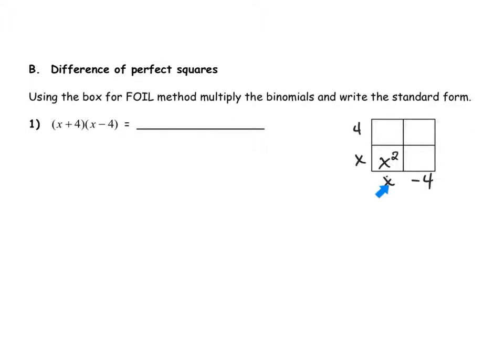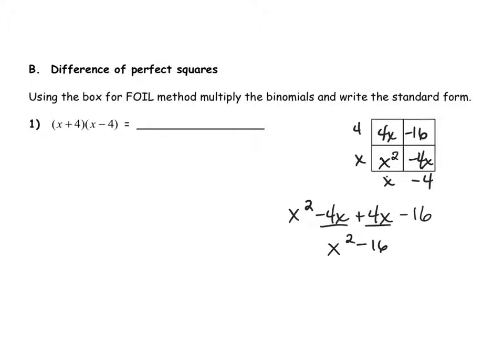This is an area model, by the way, where I take the sides x times 4 to get 4x here, negative 4x here, and negative 16 here. So if I write all this stuff out as a whole, I'm going to get x squared minus 4x plus 4x minus 16. And what's going to happen is these two middle terms, negative 4x and positive 4x, add up to 0. So all I have left is x squared minus 16.